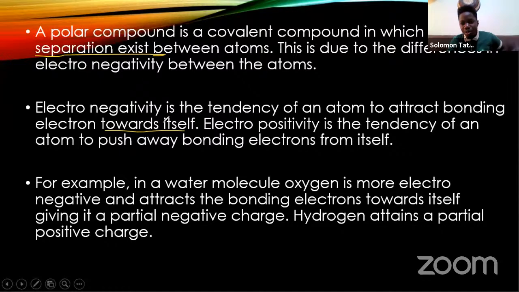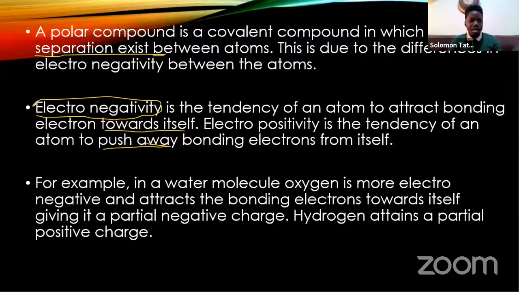Electropositivity is the tendency of an atom to push away bonding electrons from itself. This term electronegativity is not very common in our O-level chemistry, but essentially, when you have electrons in an atom, that atom will always want to pull those electrons towards itself.